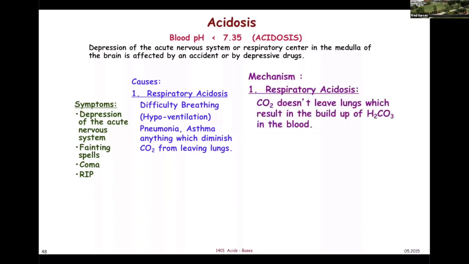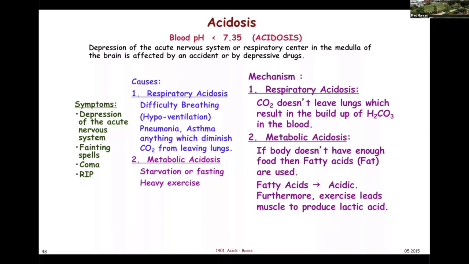What is the mechanism? Well, the carbon dioxide doesn't leave your lungs, and so there's a buildup of carbonic acid. That's the respiratory cause. The metabolic cause basically means that you start starving yourself or you do heavy exercise. When you starve yourself, you start using fatty acids, so that increases the acid in your system. Or with heavy exercise, you produce a lot of lactic acid. So your body sees a big surge of acid, and if it can't handle it, then your pH will drop.